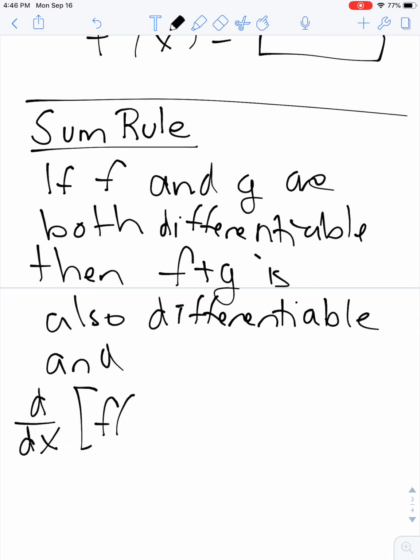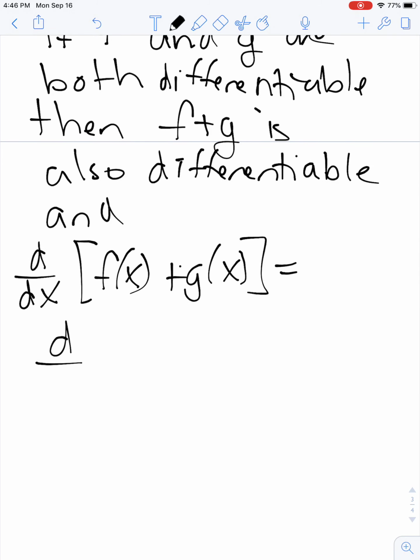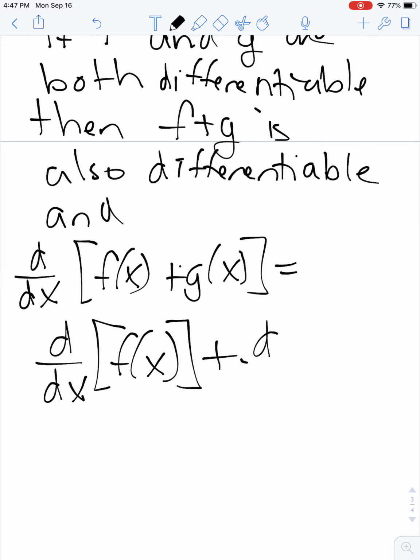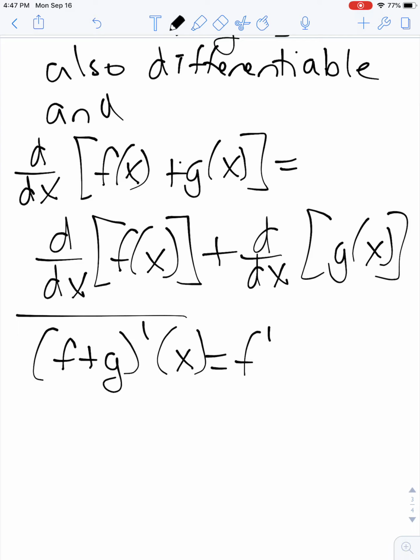So if I want to find the derivative of f of x plus g of x, this is equal to the derivative. So this notation means taking the derivative of a function. I don't know if we've used that notation before, plus the derivative of g of x. So to put this in prime notation, this says f plus g prime of x, a quantity, is equal to f prime of x plus g prime of x. Okay, so let me show you this with two functions in Desmos.